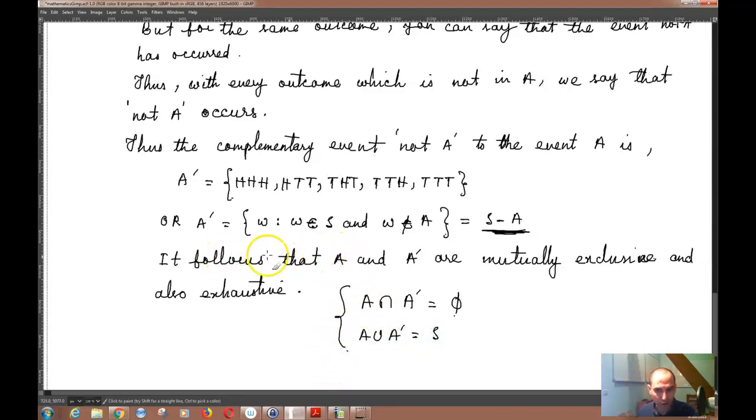So that means that you can say that two complementary events, A and A prime, are always mutually exclusive and exhaustive based on the definition of complementary events. Now let's go back over here and see how we can solve this problem, the rest of this problem actually.